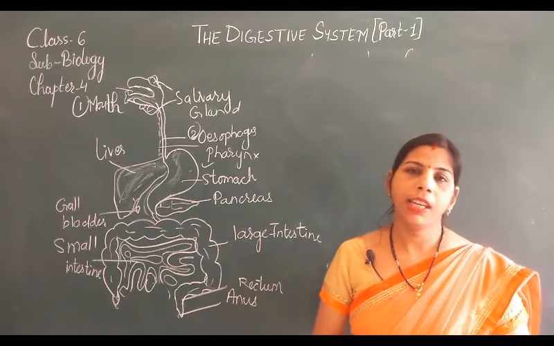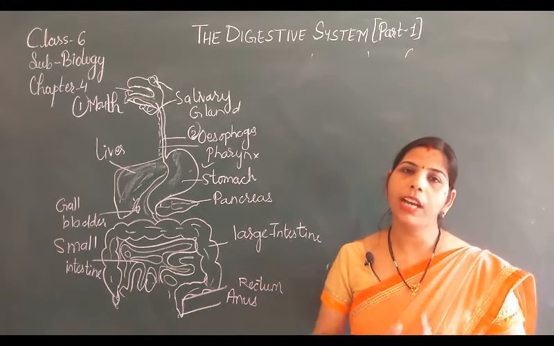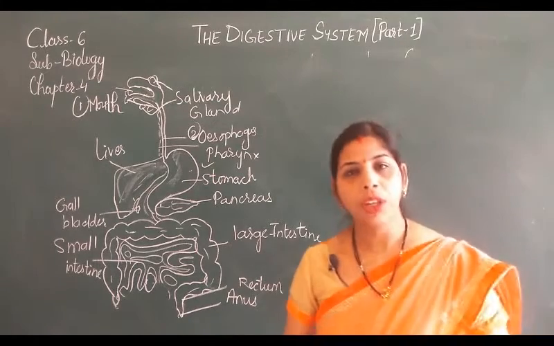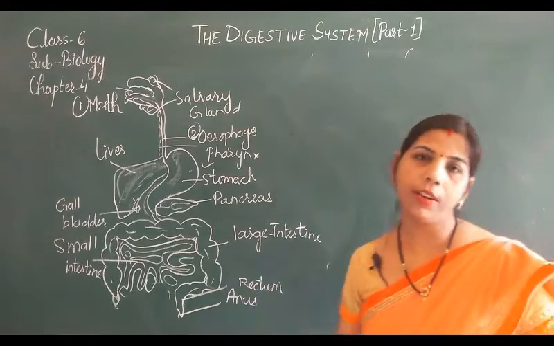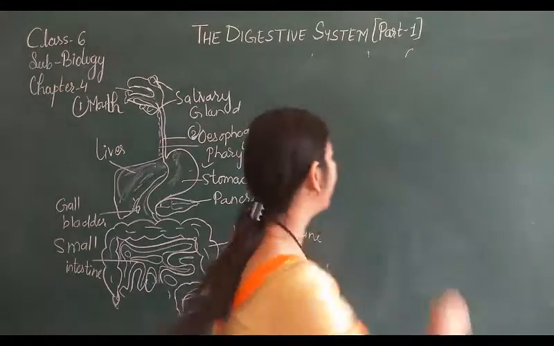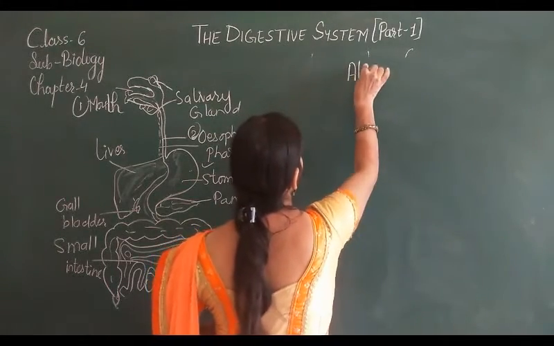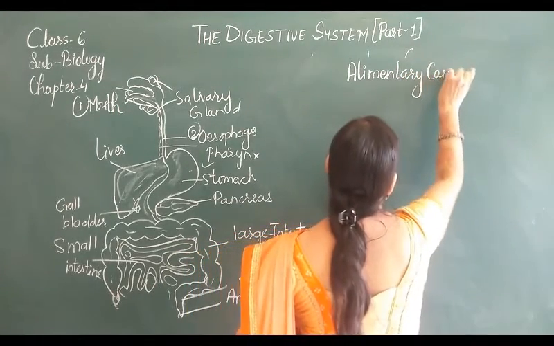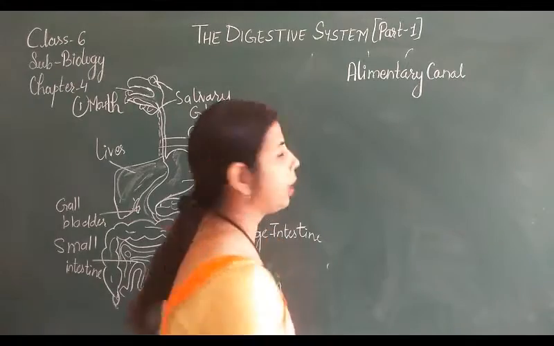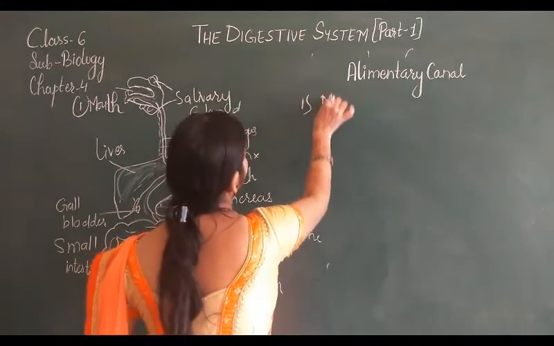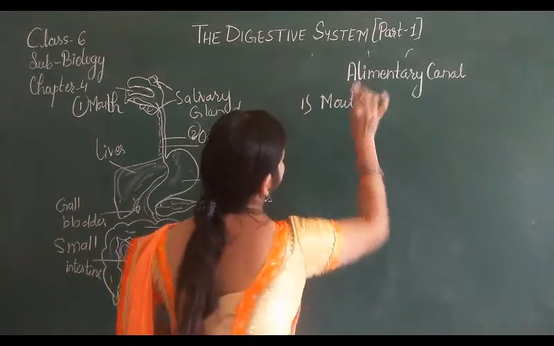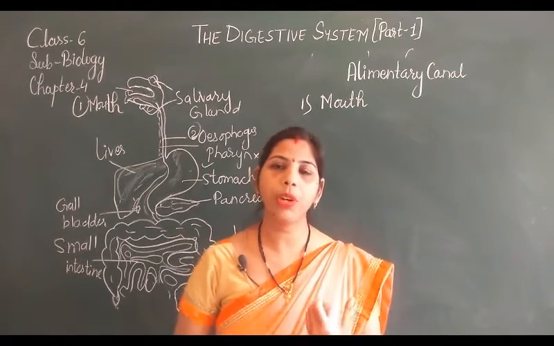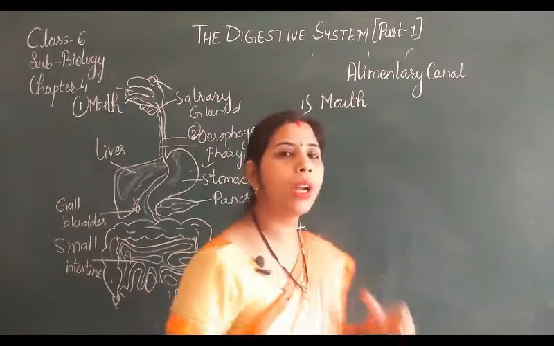Let us see that all the organs present in our body, some organs are involved in digestion. The parts through which the food passes, that complete path is known as the alimentary canal. Let us see the parts of the alimentary canal. The first part is the mouth. Mouth is the part through which we intake the food, हम मुंह से ही food को intake करते हैं. That's why mouth is also known as the oral cavity.